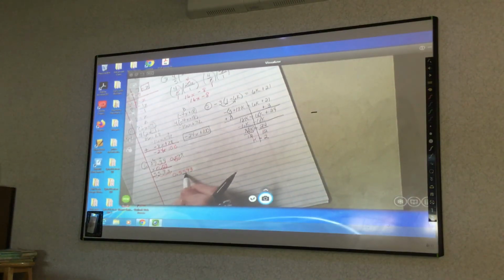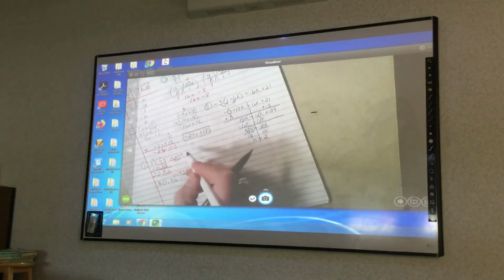The 5, underline the 5, arrow to the right. 9 is greater than 5, so my cent is really 0.56. So 56 cents is the 7%.